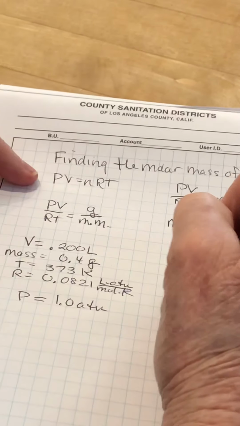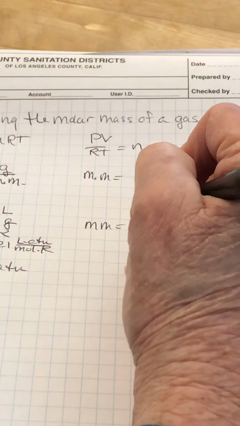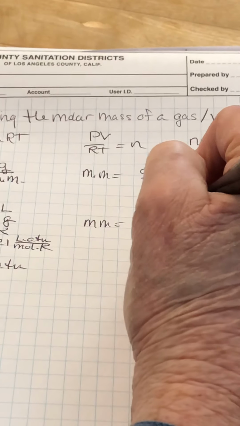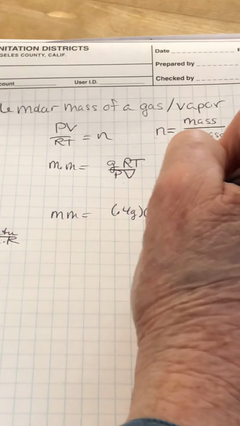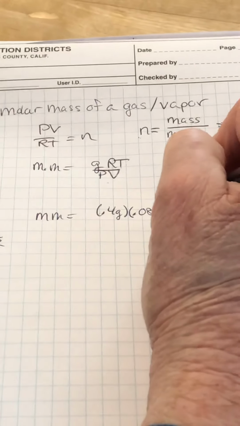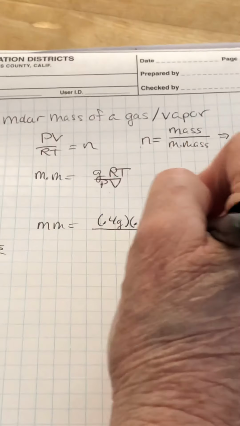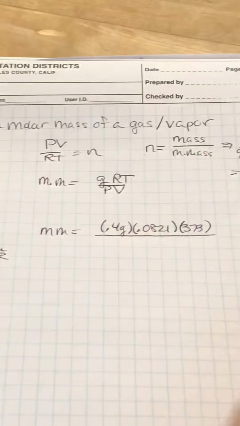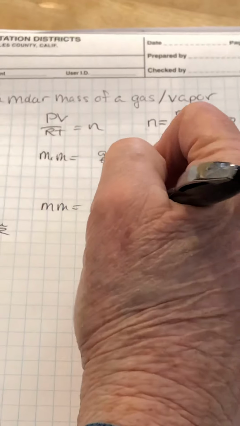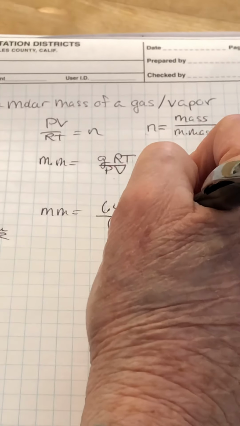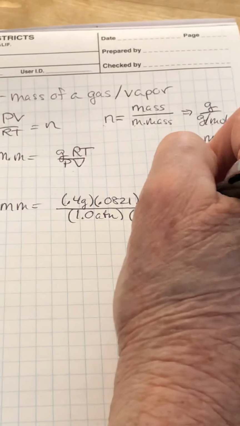So we have molar mass equals grams. And I look at the equation, I have 0.4 grams times R, 0.0821. I'm leaving the units out this time. Temperature is 373 Kelvin. It's not room temperature because you wouldn't have a gas at room temperature, you'd have a liquid. The pressure is 1 atmosphere. And the volume is the volume of the Erlenmeyer flask, 0.200 liters.